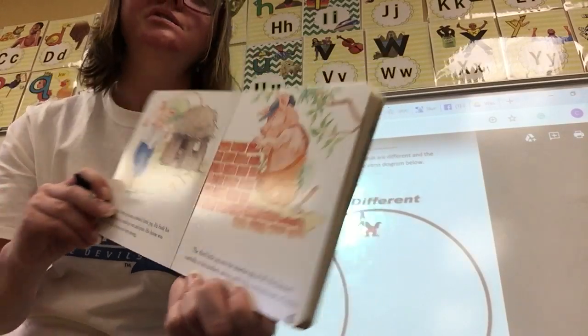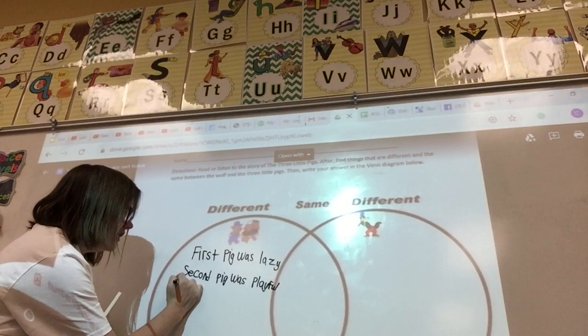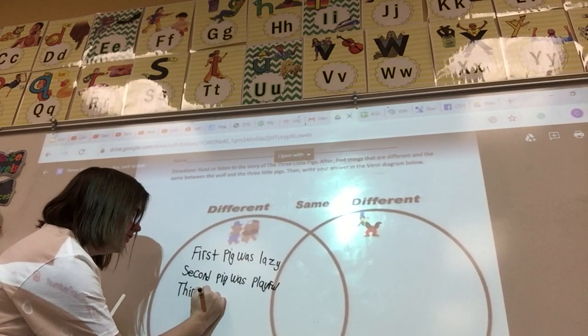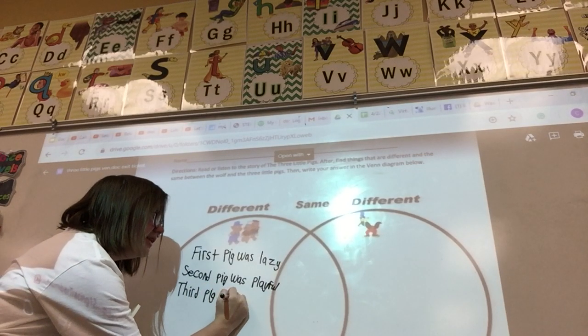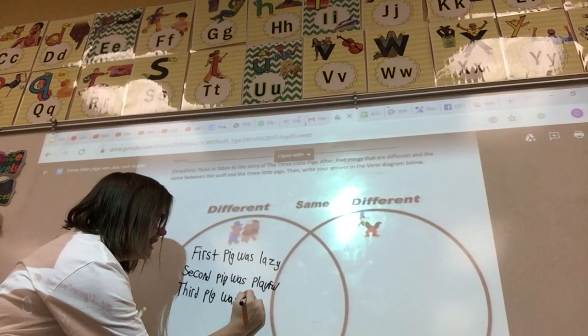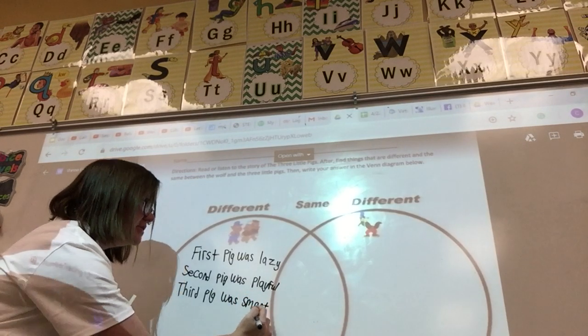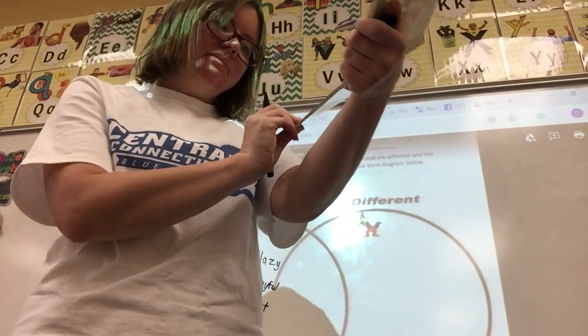That's right, smart. So we're going to write on our charts, third pig was smart. And that's not saying that the other pigs in the story weren't smart too, but we are going to say that the third pig worked really hard. So you could even say hard-working too. But the words in the book they used was smart. And we're going to find out why they called him smart.